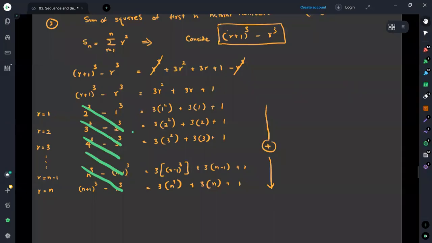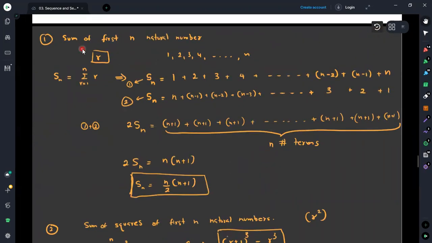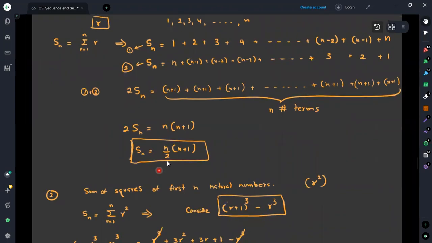In this session, I will continue from the point that we stopped in the last session. If you recall, in the last session we discussed the sum of the first n natural numbers, and we had the proof for the summation where r goes from 1 to n. We obtained the sum of the first n natural numbers as n divided by 2 times n plus 1.